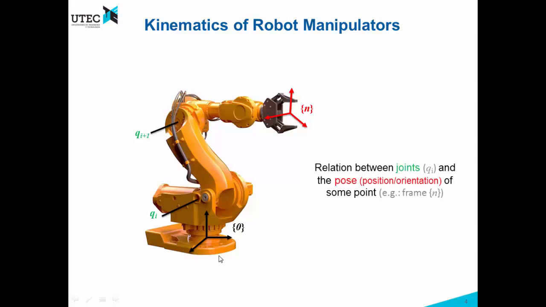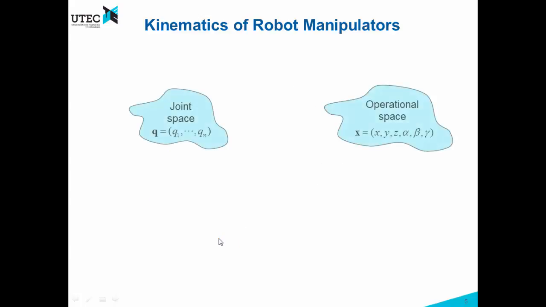The objective of kinematics is to establish some relation between joints and the pose, which is the position or orientation of some point. For example, we might want the position and orientation of the end effector frame with respect to the base. So when we deal with kinematics, we have two things, this joint space and the operational space.